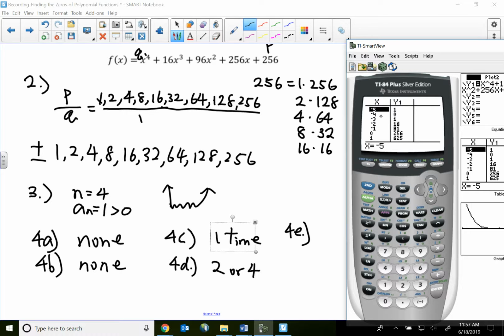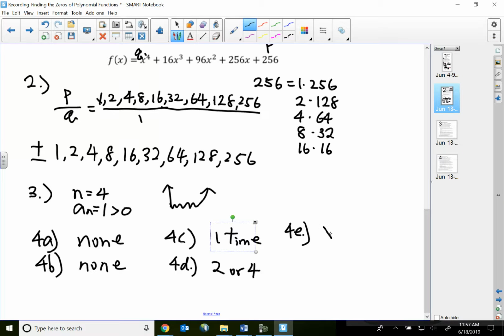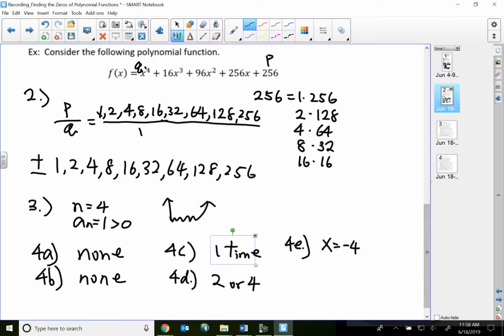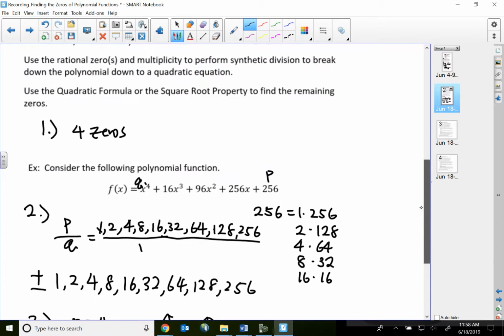Okay, at negative 4, y is 0. When x gets to negative 8, it's 256. As I keep going more to the left on my graph, it gets bigger and bigger and bigger. So by the leading term test, I know the graph is not going to curve back. So my actual zero so far is x equals negative 4, and it has an even multiplicity.